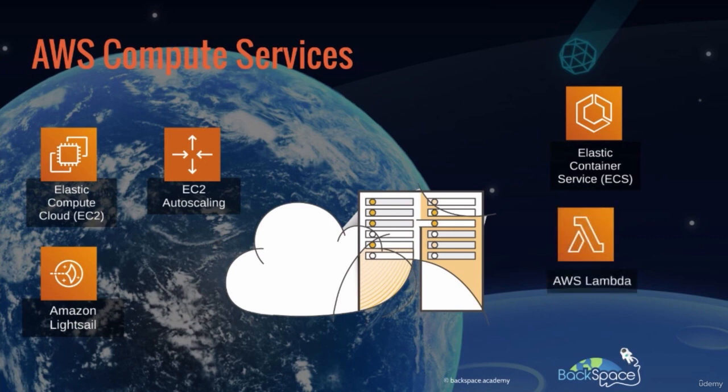AWS Lambda is a serverless service and lets you run code in the AWS cloud without having to worry about provisioning or managing that service. You just upload your code and AWS takes care of everything for you.